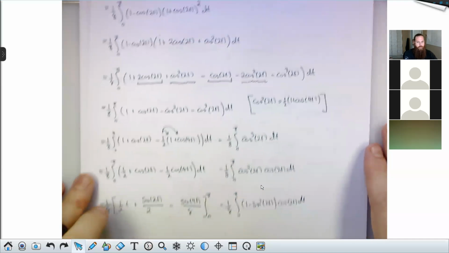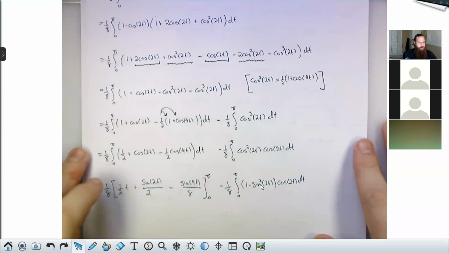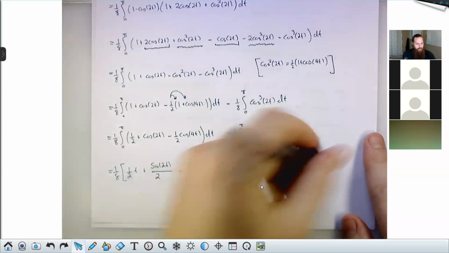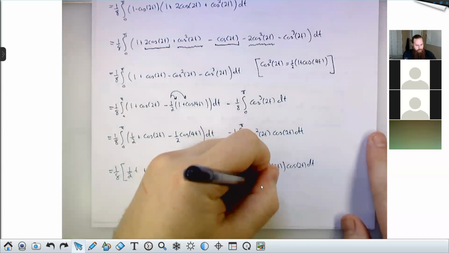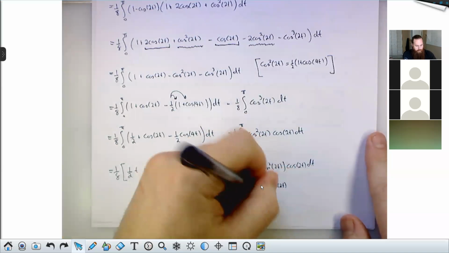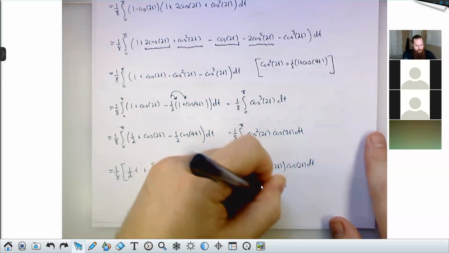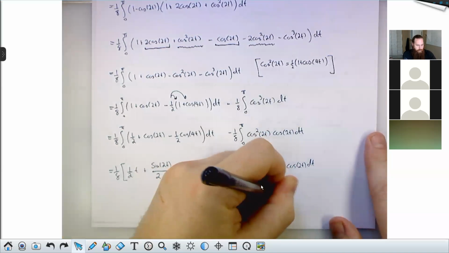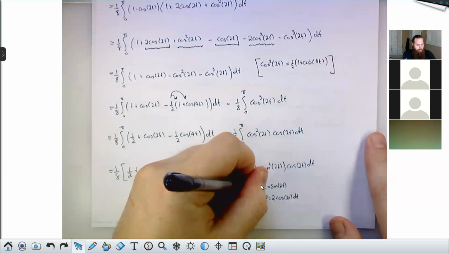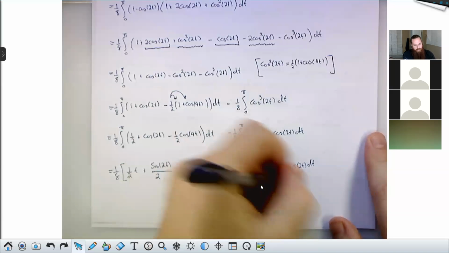So cos squared of anything is 1 minus sine squared of that thing. That's the first Pythagorean identity. And then here in this guy, I'm going to make the substitution z equals sine of 2t. So that dz is 2 cos 2t dt. And something interesting happens when we change the bounds.